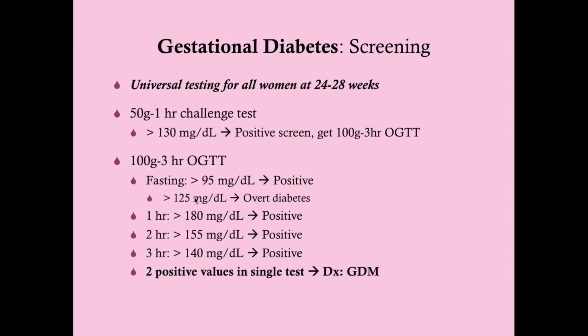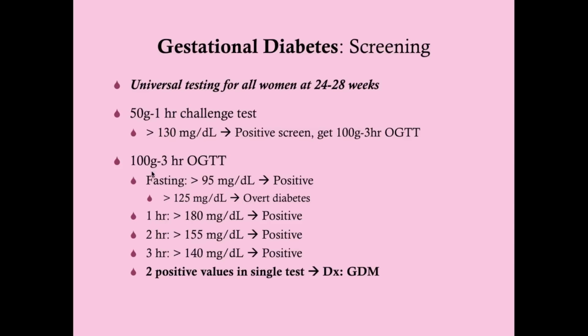If she has a fasting blood glucose of over 125, not only does she have, quote-unquote, gestational diabetes, but we diagnose her at this point with overt diabetes. It could be either type 1 or type 2, usually type 2, but at this point she has overt diabetes, and we end right there and say that she is a diabetic woman who is pregnant.